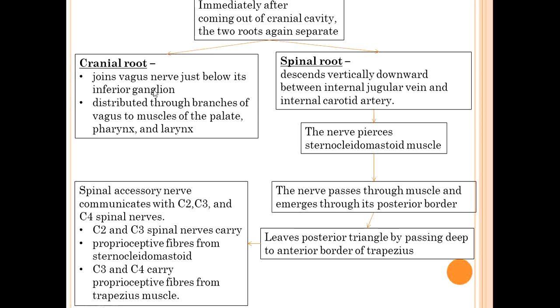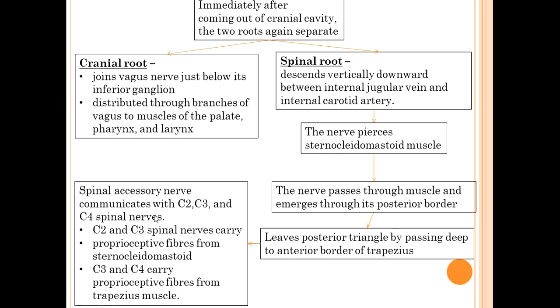Okay, now as immediately coming out of the cranial cavity, the two roots are again separating. The cranial root will join the vagus nerve just below its inferior ganglion. It is distributed through the branches of vagus to muscle of palate, pharynx and larynx. But spinal root will descend vertically downwards between internal jugular vein and internal carotid artery. Then the nerve will pierce sternocleidomastoid. Then the nerve passes through the muscle and emerges through its posterior border, and it leaves posterior triangle by passing deep to anterior border of trapezius.